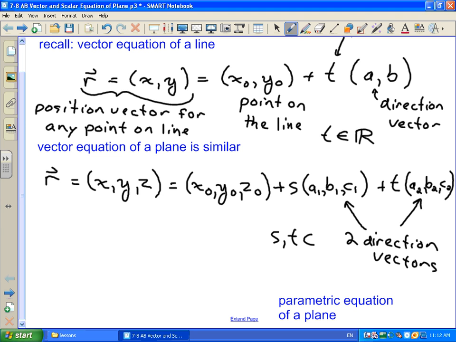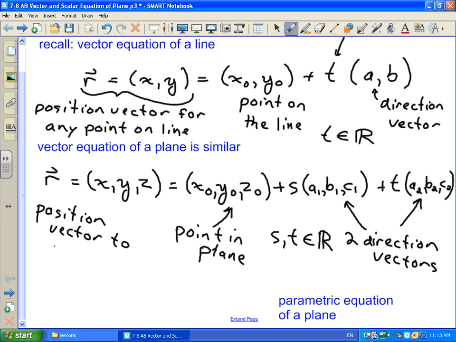Two parameters, s and t, which can both take on any real value. We've got a point that is in the plane, and r, or (x, y, z), is, we'll just say, the position vector to any point, which is given by these 2 guys here.